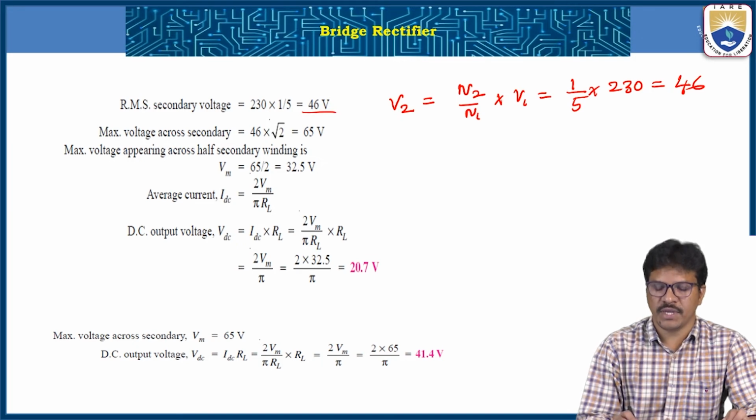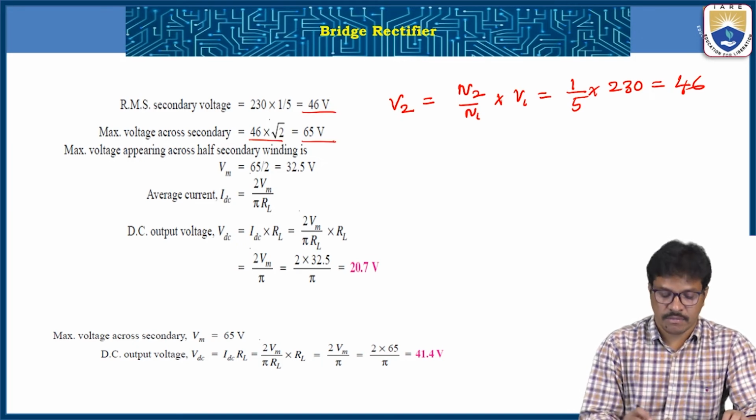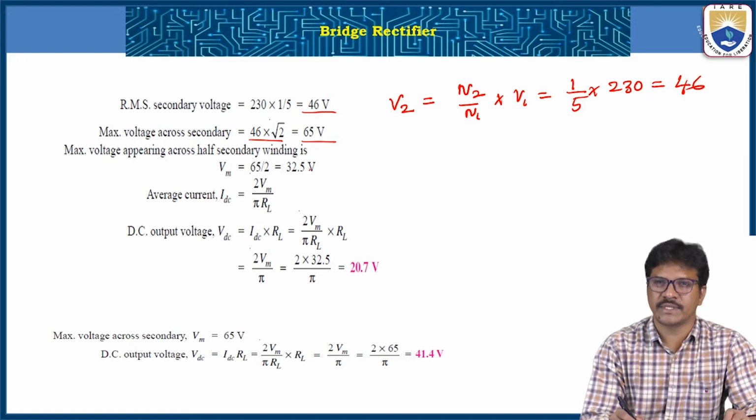What is the maximum voltage? Vm is root 2 into 46. You will get 65 volts. That is the maximum voltage appearing across the full secondary winding. Why am I taking the half secondary winding?